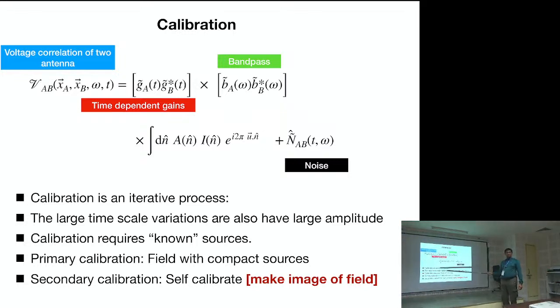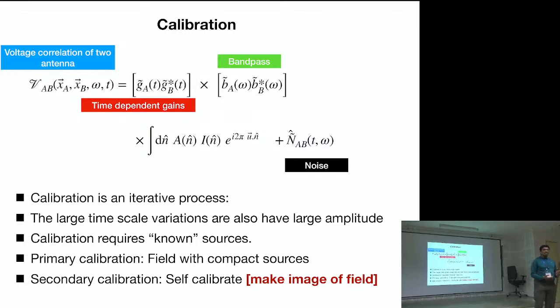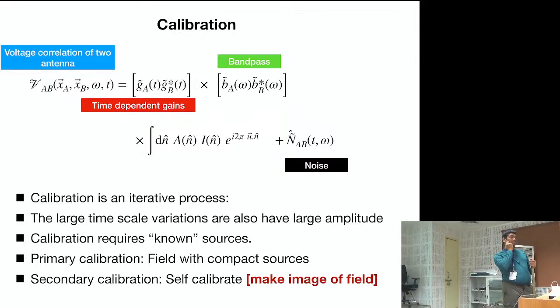Because after doing all of these, what you will know is A times I. To extract I out of it, you need to then know what A is. A is a property of your telescope. We should be able to calibrate it. This is A times I. All that I'm talking about is A times I.